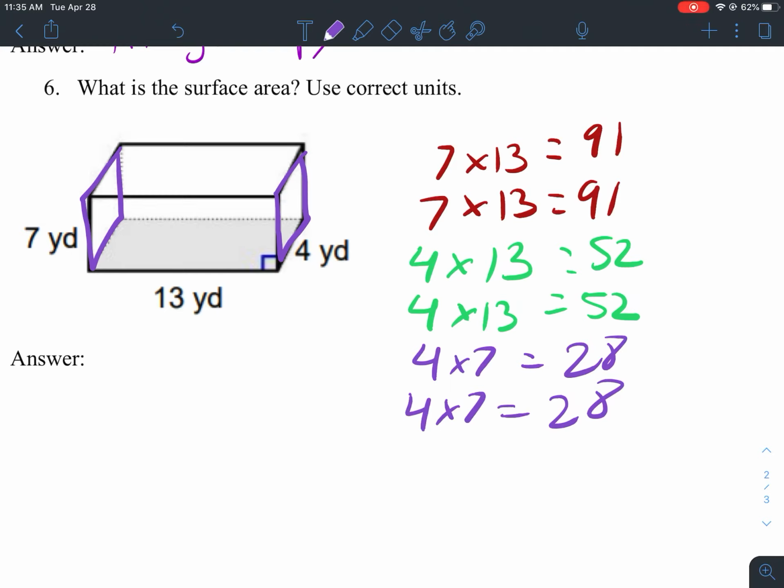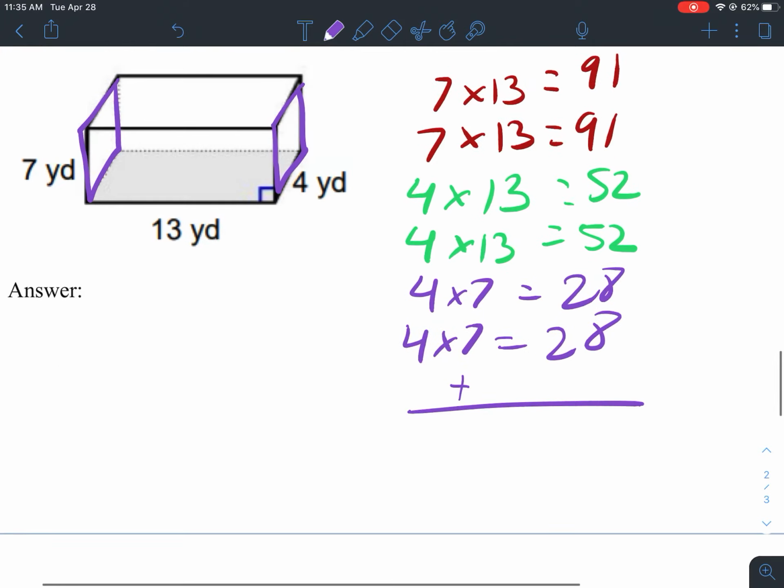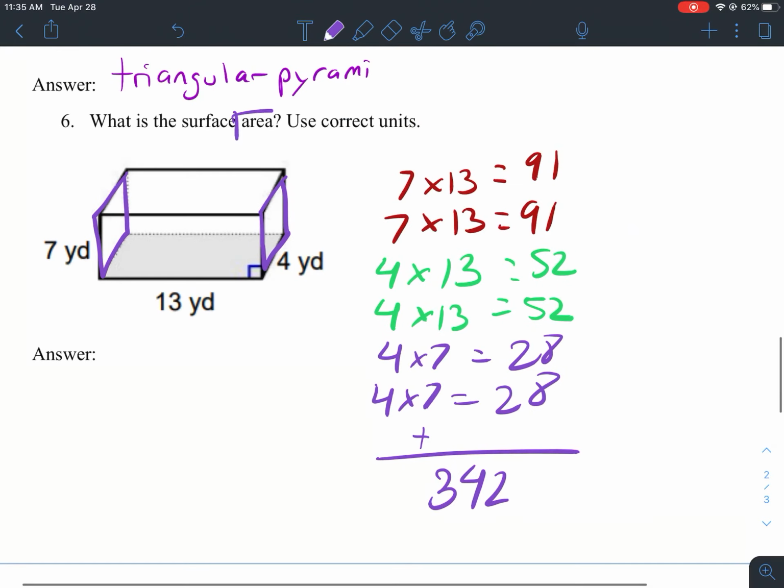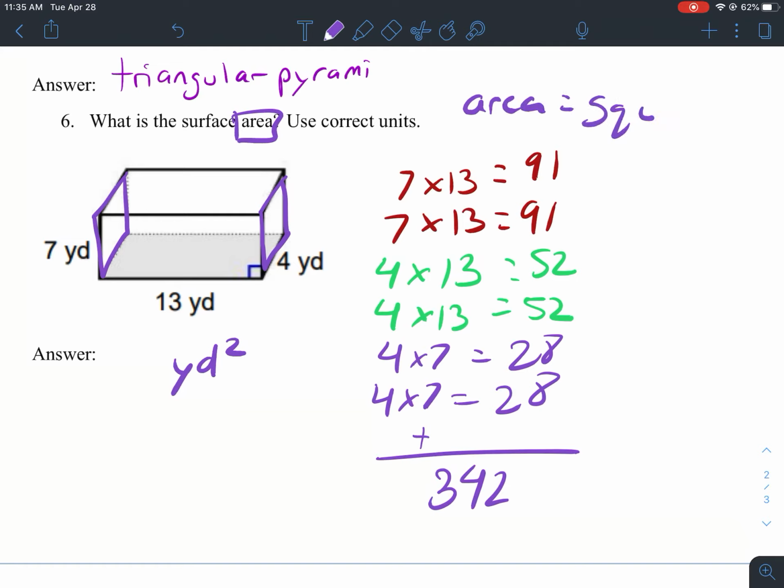And what you do now is you add them up. This is the area of each face, so to find the total surface area, you're going to add up all of these. You're going to do 91 plus 91 plus 52 plus 52 plus 28 plus 28. And I got 342. Now, since this is area, it's going to be squared. Area is always squared. It's two-dimensional. So it's going to be 342 yards squared.